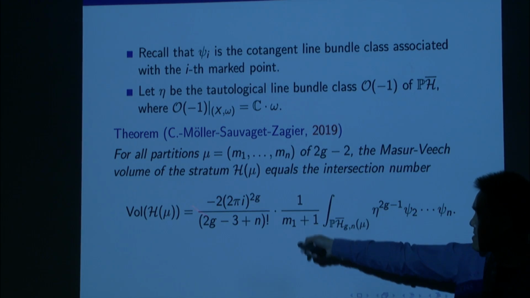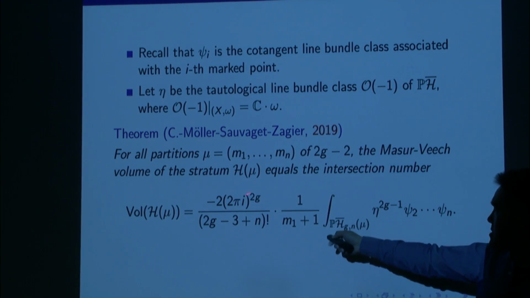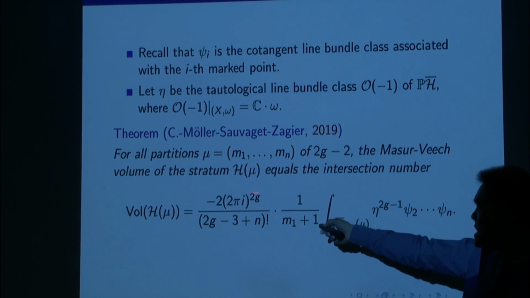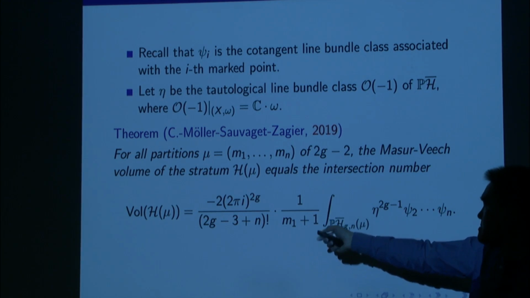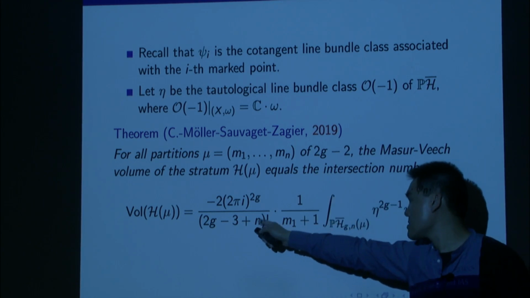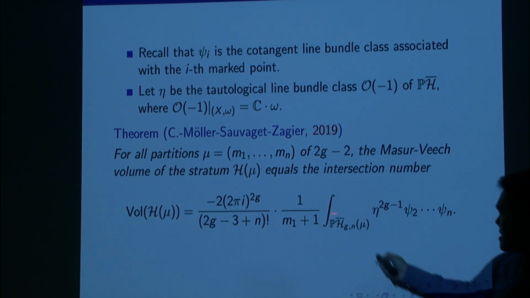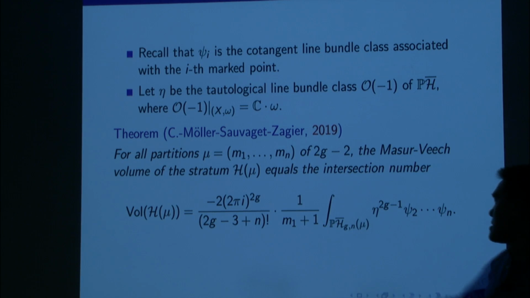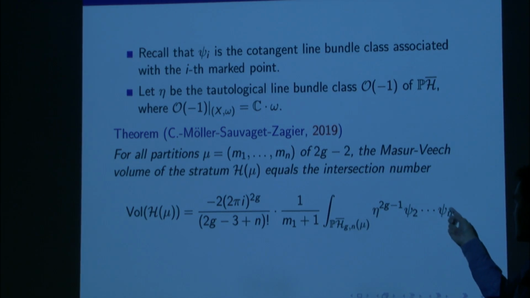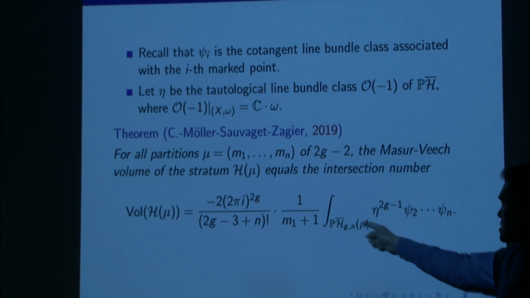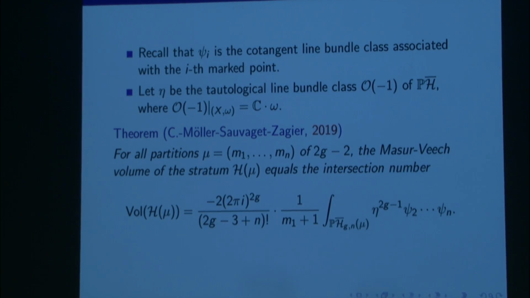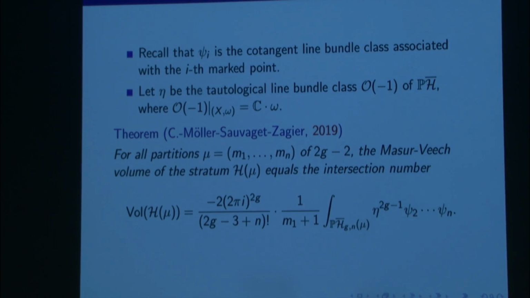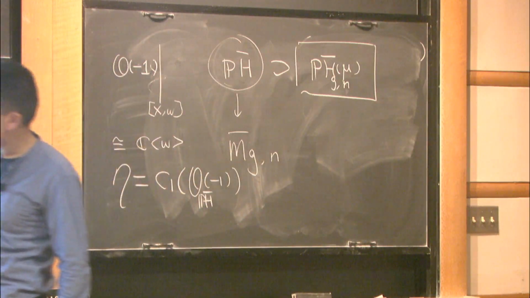The first term is some combinatorial term, right? There's some 2 pi i exponent, 2g, and there's a factorial term. But these are just given by the signature, so let's ignore it. This integral sign just means I want to compute the intersection numbers of these classes over which space? This compactified strata. That's where the intersection calculation happens, just over this space.